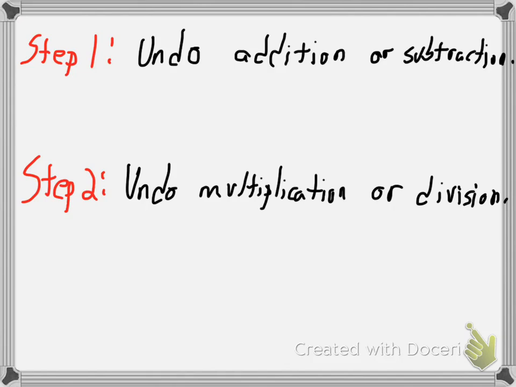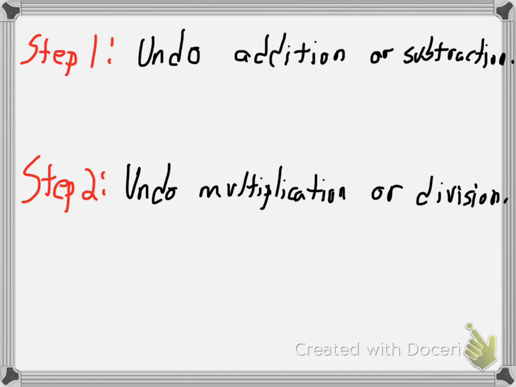The first thing we always do is we undo the addition or subtraction. So we're going to use inverse operations to undo our addition or subtraction first. Always the addition or subtraction first. Every two-step equation is going to have either addition or subtraction. You have to undo those first.